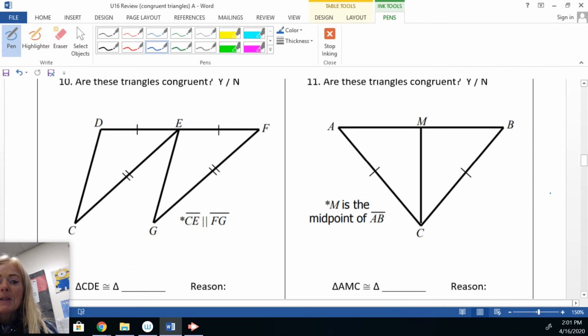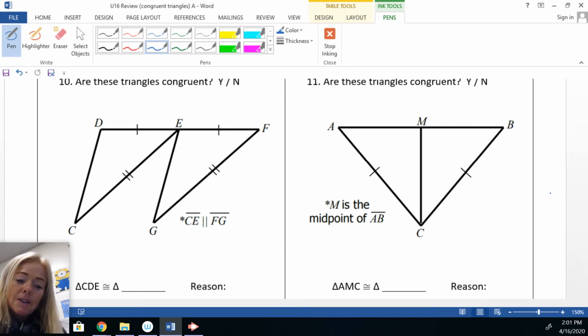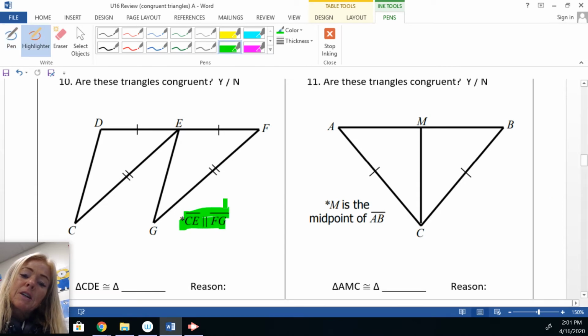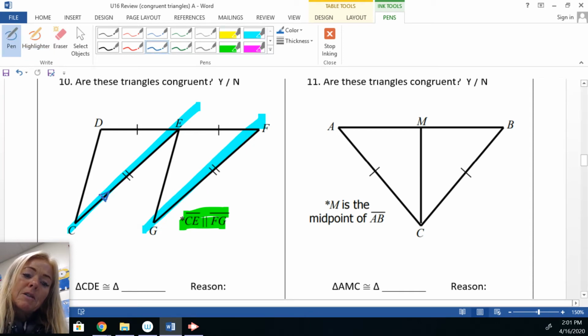Okay, we've got a couple more to do here. Are these triangles congruent? So again, we're going to analyze. Now, we have some information that we're given, the two sides that are congruent, but we have only two sides, and generally in all of those shortcut methods, we need three. But we are given this little bit of info here that says that those lines are parallel. So let's mark those in blue. CE is parallel to FG, all right? That's good information. I'm going to draw the arrow so we see that.